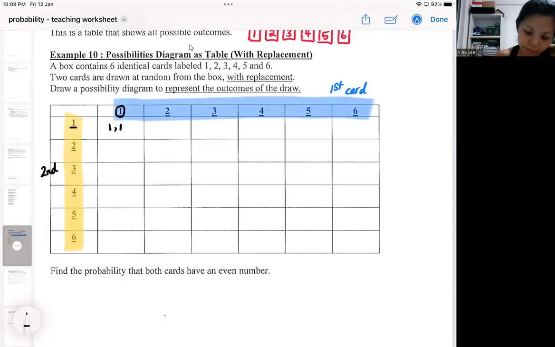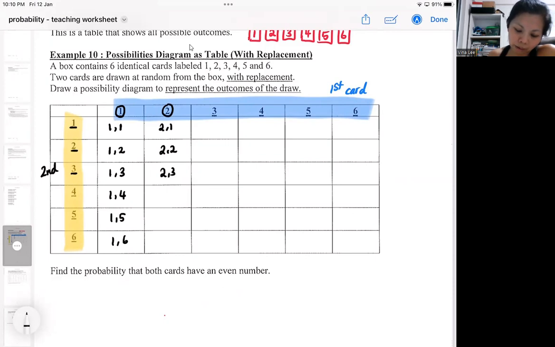When you draw it, you will have the option of, let's say, 1, 1. Or the first card is 1 and the second card is 2. Or the first card is 1 and the second card is 3. So this will be the possibility. This will be the column where the first card is 1: 1, 1; 1, 2; 1, 3; 1, 4; 1, 5; and 1, 6. Or maybe your first card is a 2: 2, 1; 2, 2; 2, 3; 2, 4; 2, 5; 2, 6.